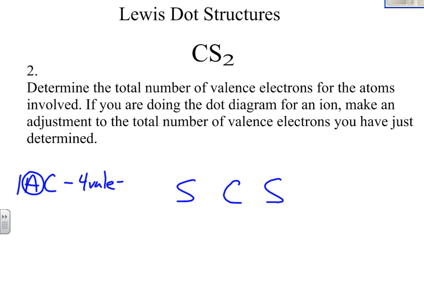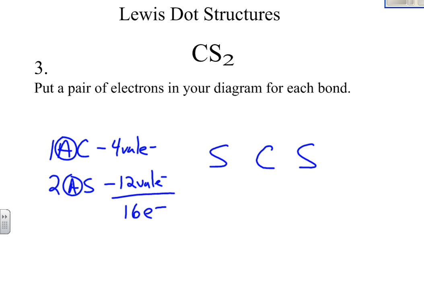So we have 2 sulfur atoms, and each one has 6, so that's going to give us 12 valence electrons to work with there. So we're going to have a total of 16 electrons to work with. We're going to put a pair of electrons in the diagram for each bond. So we want to make sure that the sulfurs are going to stay attached onto the carbon. So we're going to put some electrons, or electron density, between the atoms of the bond.